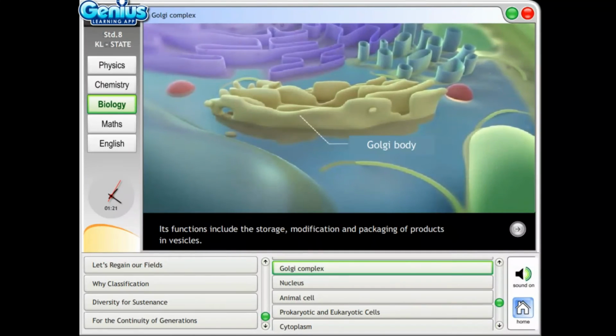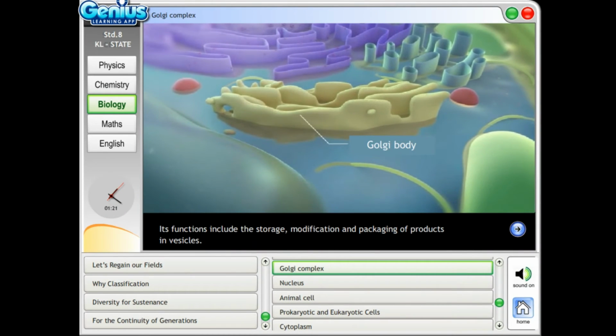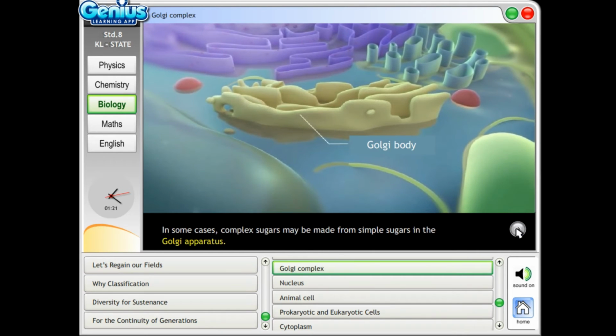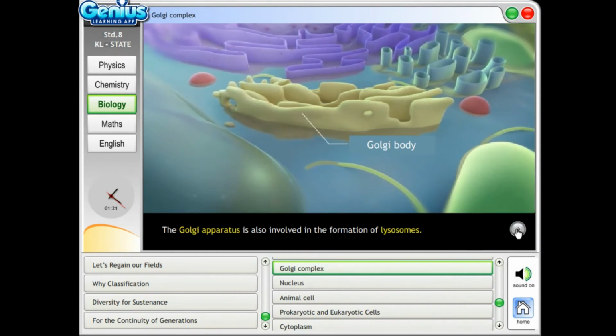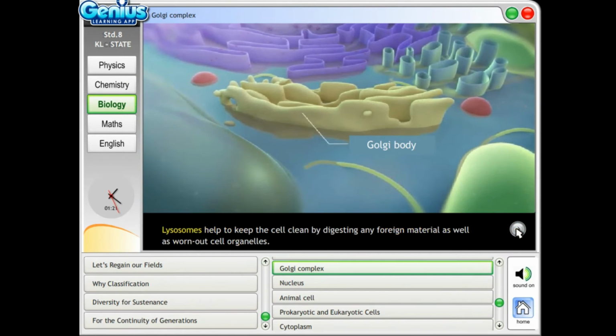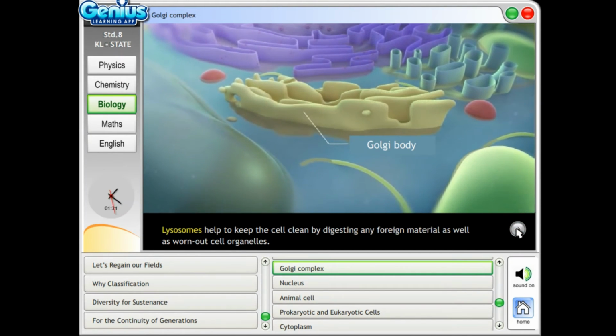Golgi apparatus and lysosomes. Its functions include the storage, modification and packaging of products in vesicles. In some cases, complex sugars may be made from simple sugars in the Golgi apparatus. The Golgi apparatus is also involved in the formation of lysosomes. Lysosomes help to keep the cell clean by digesting any foreign material as well as worn-out cell organelles.